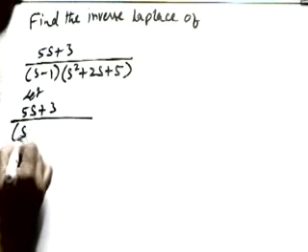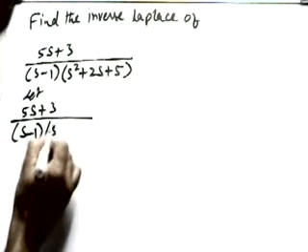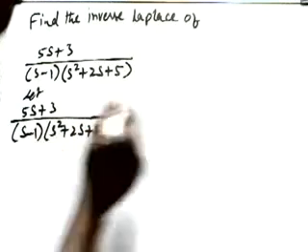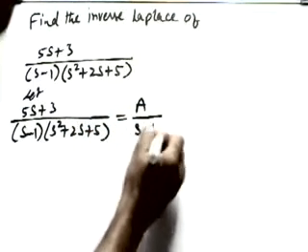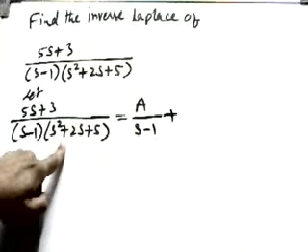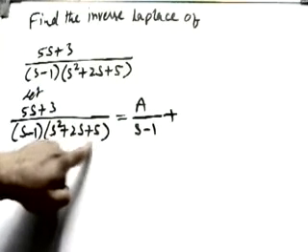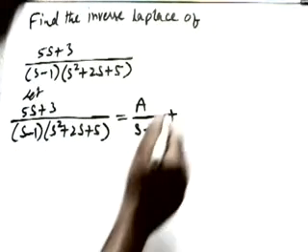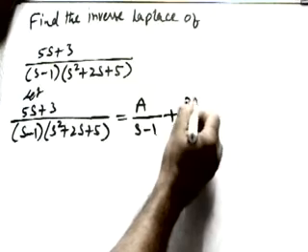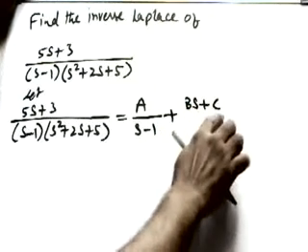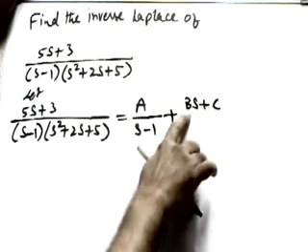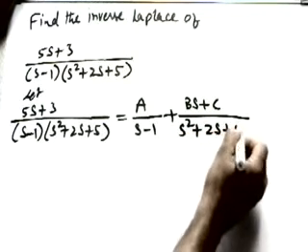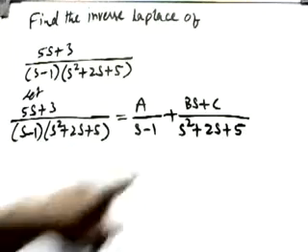Let (5s plus 3) divided by (s minus 1) into (s square plus 2s plus 5) equals, for this you write A by (s minus 1). But this is a quadratic form which cannot be factorized. You see, you cannot factorize it. So for the quadratic which cannot be factorized, we have to write in the numerator a term with s and a constant, Bs plus C, divided by s square plus 2s plus 5.